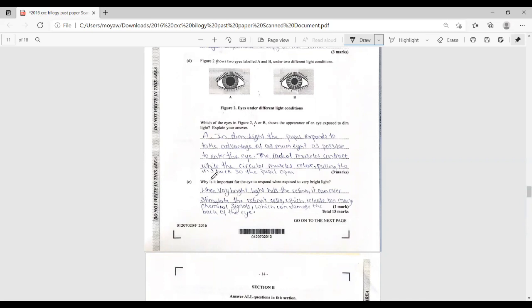So now E, why is it important for the eye to respond when exposed to bright light? When very bright light hits the retina, it can overstimulate the retinal cells, which release too many chemical signals, which can damage the back of the eye.